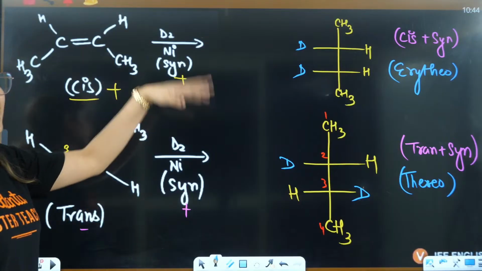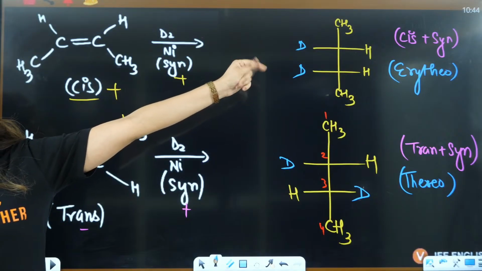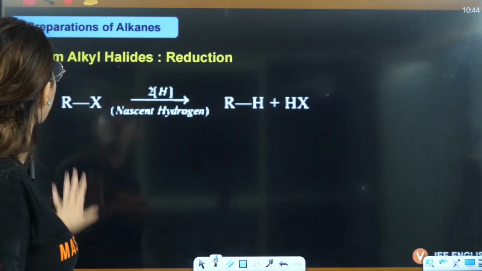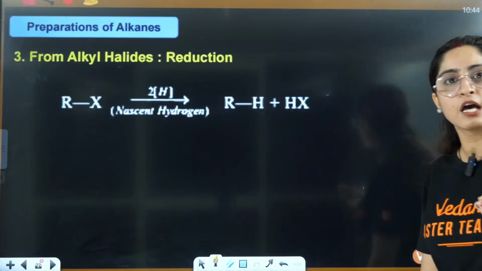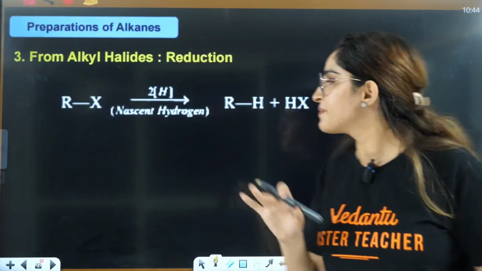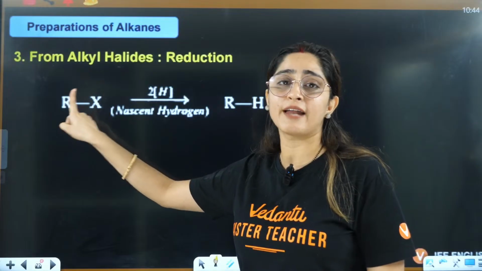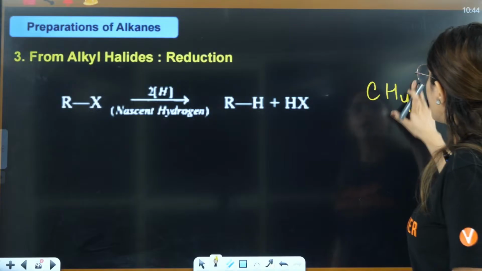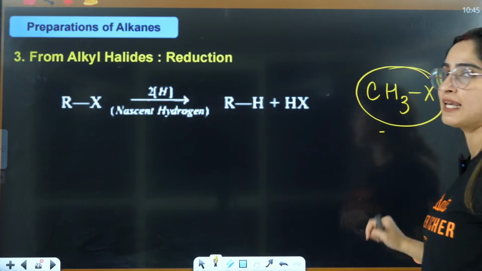Okay, so that is done, everybody. Clear, right? Perfect. Now let's talk about the third method, that is from alkyl halides. From alkyl halides, guys, things are going to be a little bit easy. Alkyl halides means you have a halogen attached to the alkyl group. Let's say you have CH4. When you replace one hydrogen with halogen, that becomes an alkyl halide.